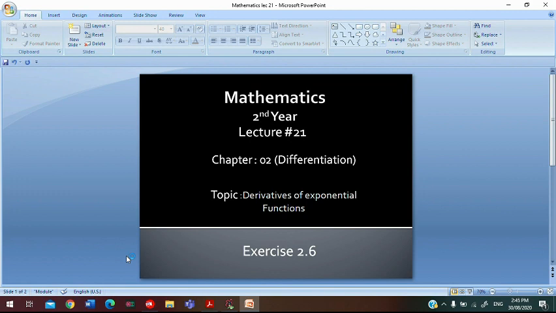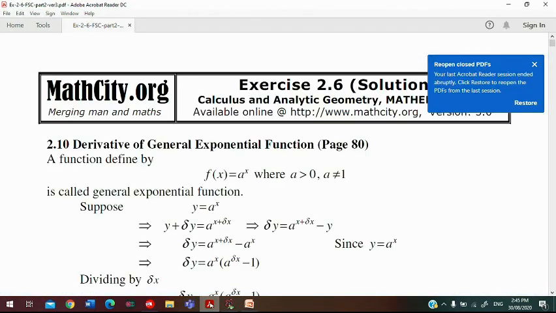Today is our lecture number 21, chapter 2, differentiation, and the topic of today's lecture is derivative of exponential function. And some related questions from exercise 2.6 we will also solve in today's lecture. So now I will start the lecture.